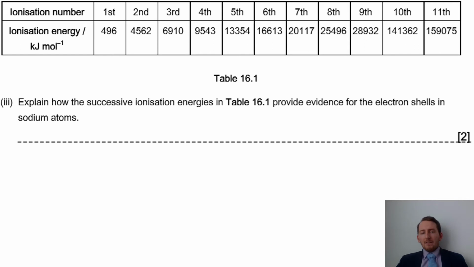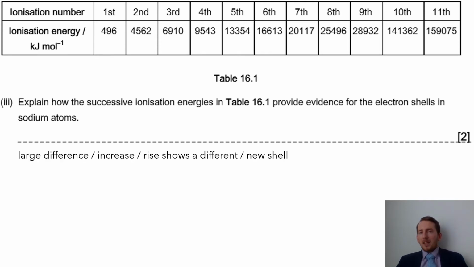Third part, we have explain how the successive ionization energies provide evidence for the electron shells in sodium atoms. Well, for anything we're looking at to do with successive ionization energies, we're looking for those big jumps because that signifies a new shell. So anything that's got a big increase or a big difference, that's a new energy level or a new shell. And looking at this here, we can see there's a big one between the first and the second. That's quite a big jump of nearly 4,000.